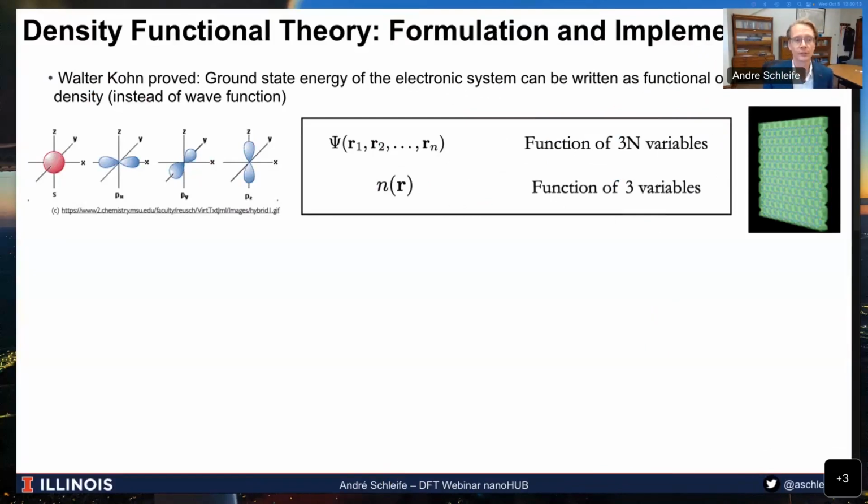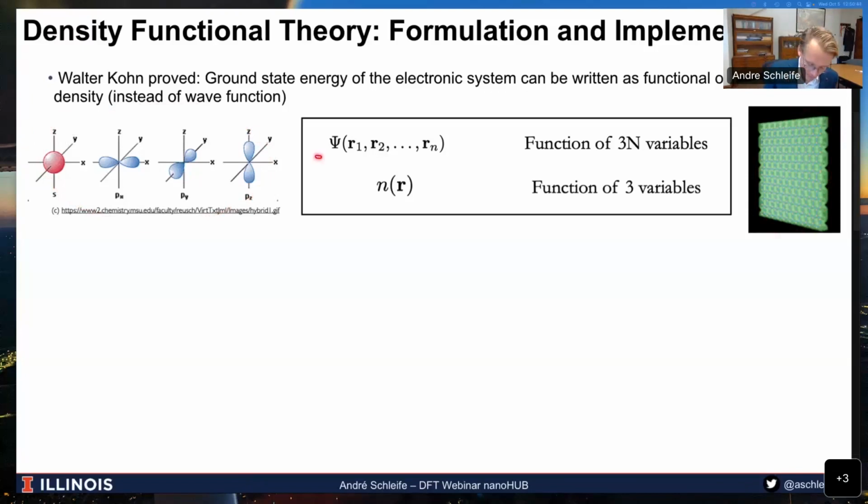Walter Kohn proved in the 1950s, 1960s, the paper was 1960, that the ground state energy of the electronic system can be written as a function of the electron density, the ground state electron density, instead of the wave function. In other words, what you have on the left-hand side here is the wave function, as a cartoon picture anyway. What you have on the right-hand side is the electron density. And what Walter Kohn proved is that the ground state energy of this electronic system can be written as a function of the electron density instead of the ground state wave function.